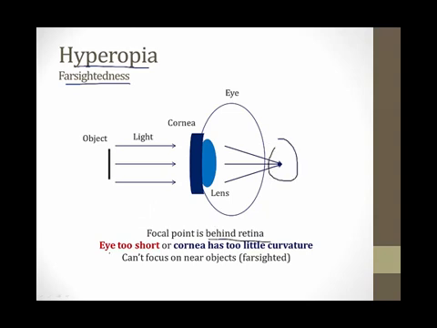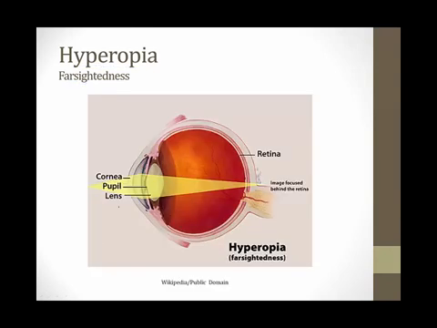This happens when the eye is either too short or the cornea has too little curvature. This results in eyes that cannot focus on near objects, and thus the patient is called farsighted. And once again, here's another picture to make this more clear. You have an eye that is either too short or there is not enough curvature to the cornea, thus the focal point ends up behind the retina.